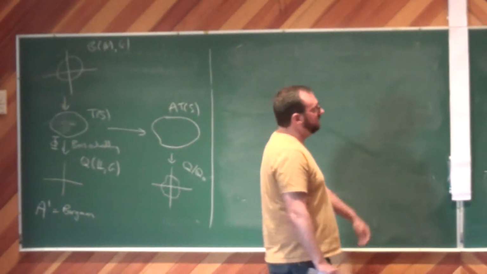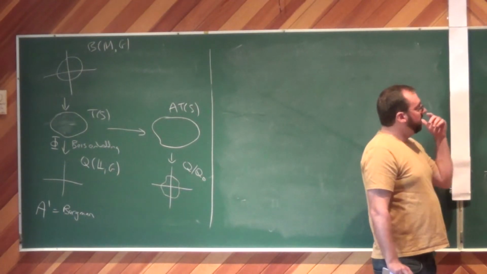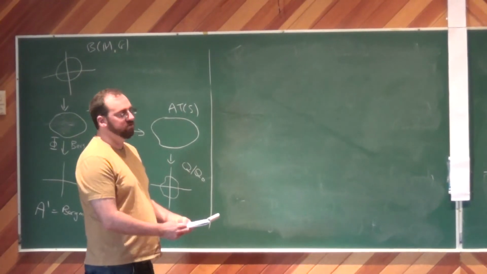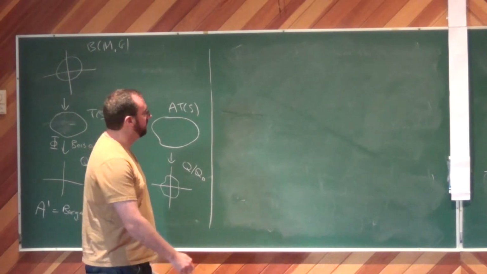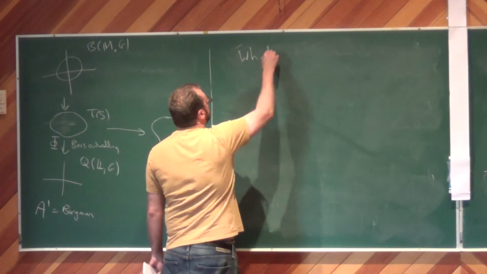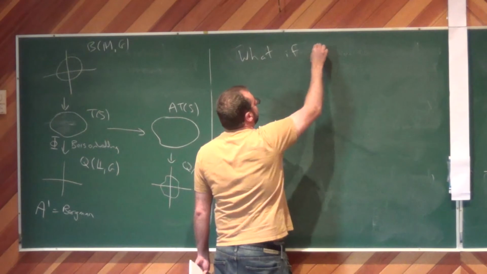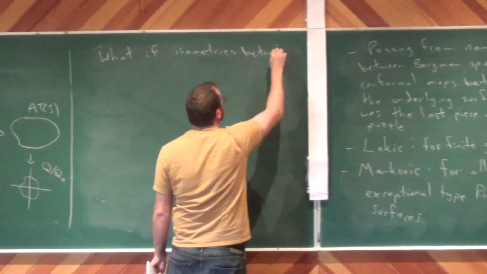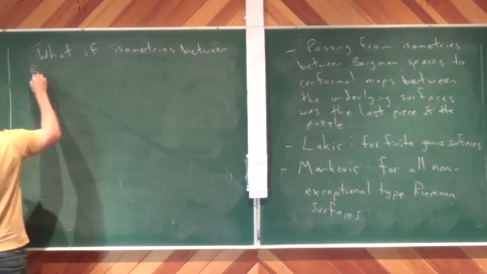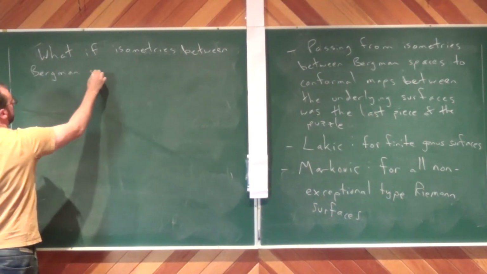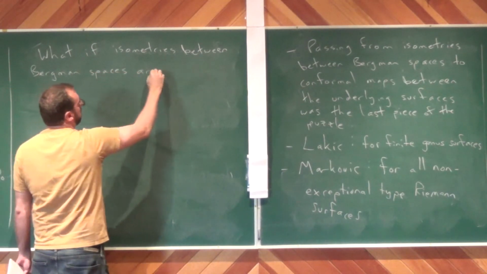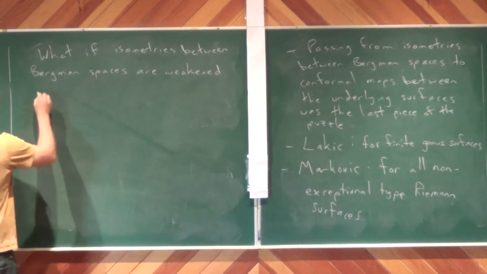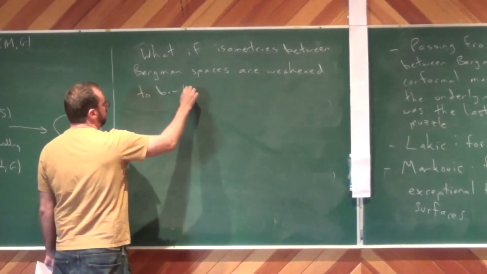So what about if you weaken the hypothesis that you have an isometry between the Bergman spaces? What if you just have a bi-Lipschitz map between them? Can you then conclude anything about the surfaces? So what if isometries between Bergman spaces are weakened to bi-Lipschitz maps?